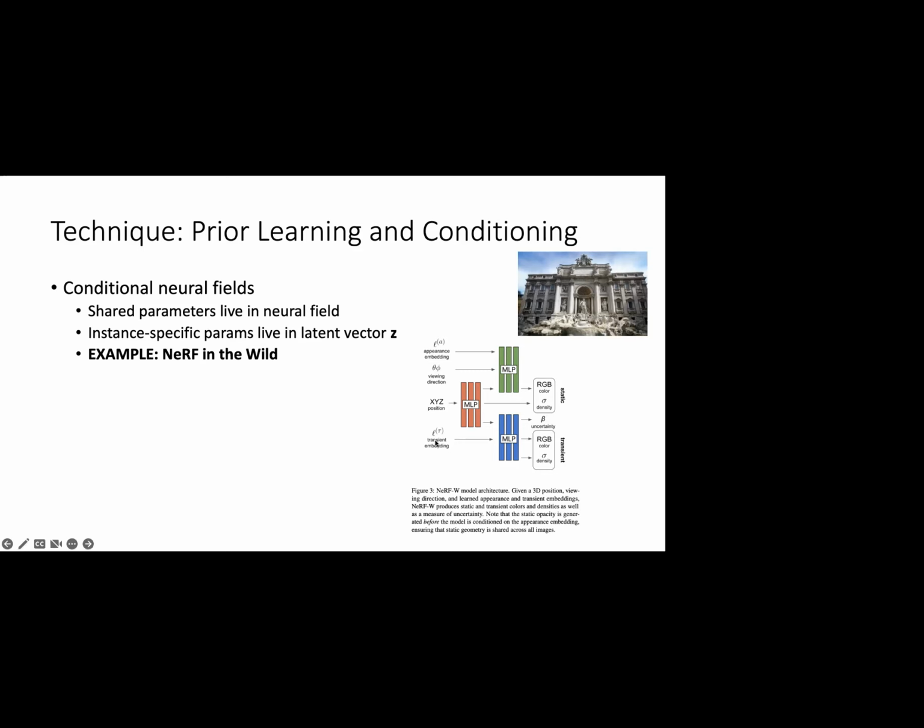And then they also have transient embeddings, which is for random people wandering around in the scene, but you don't actually want them in your 3D model. This probably varies a lot paper to paper, so whatever makes sense for your situation. But this seemed to work quite well for them.